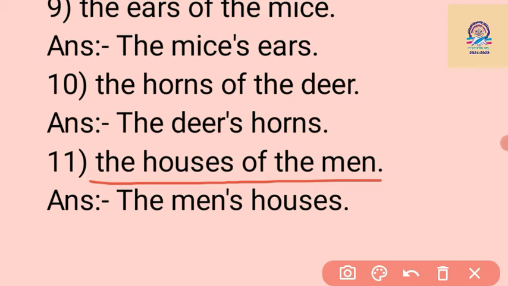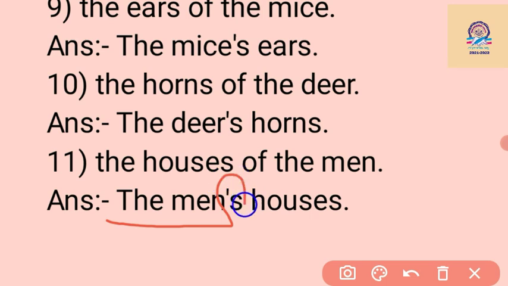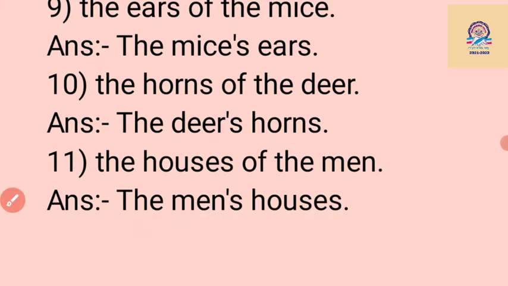Then the houses of the men. The men's houses. Man is a singular noun, and man changes into men in the plural noun, so our answer is the men. It means s does not come in the plural noun men. So we have to add apostrophe s after the plural men. Then our answer is the men's houses here.